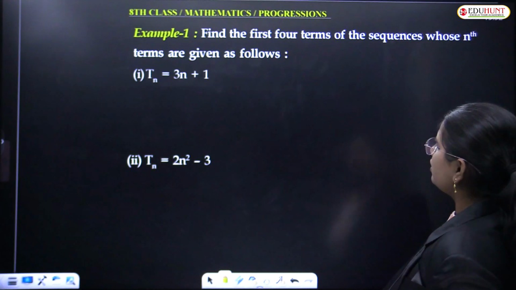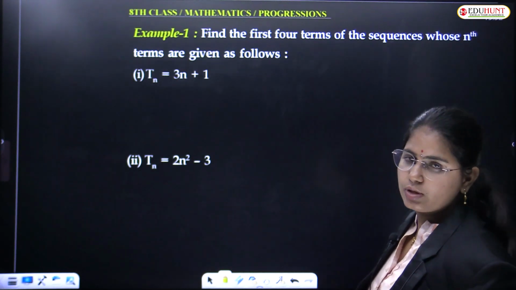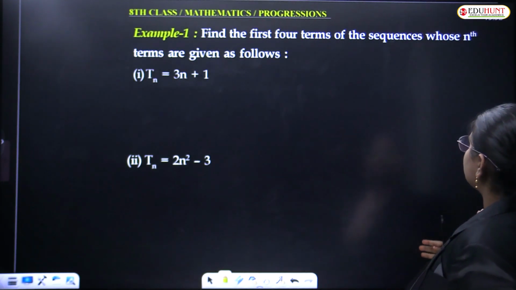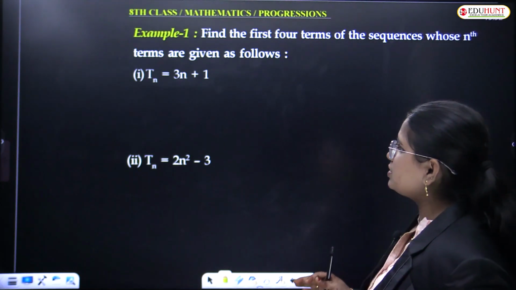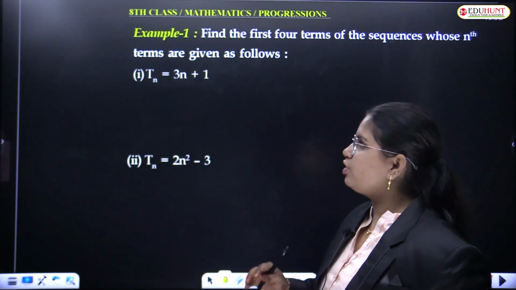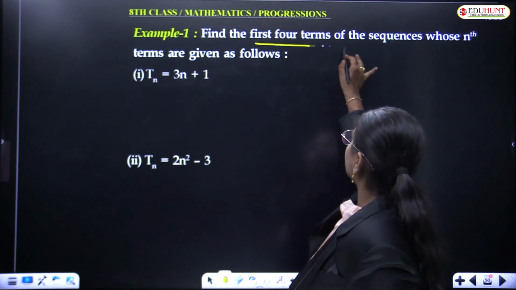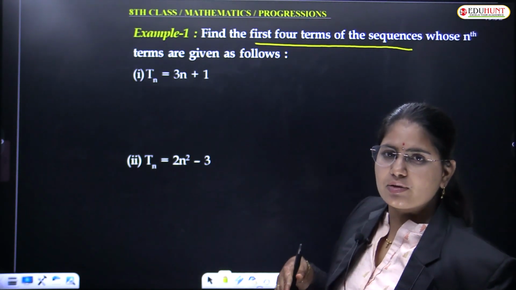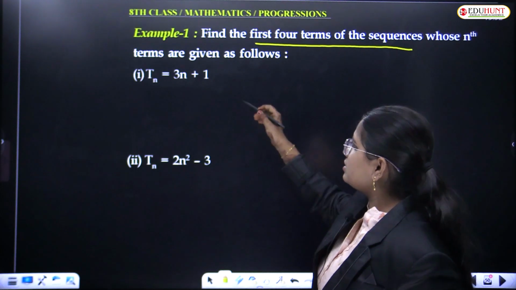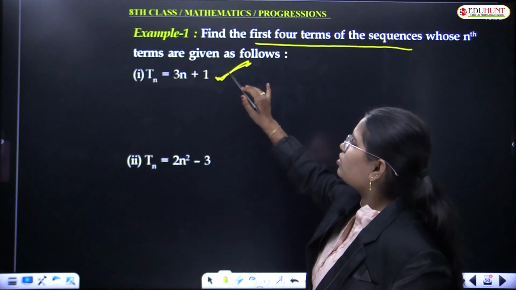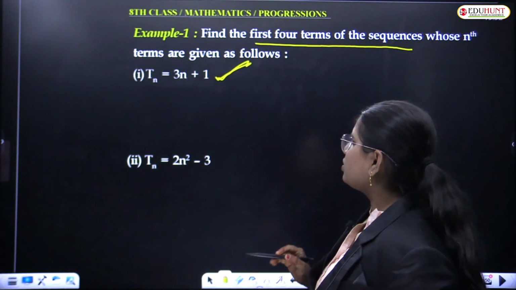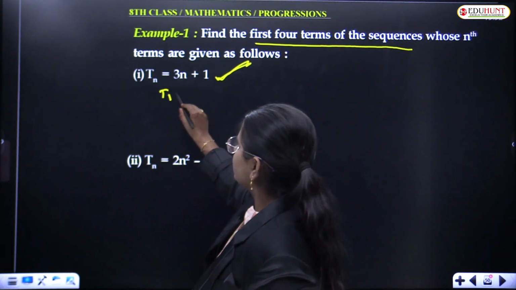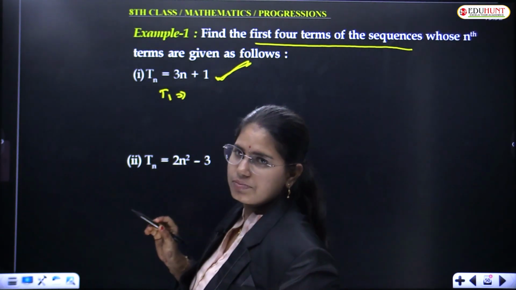Next we will learn with an example. Find the first 4 terms of the sequence whose nth terms are given as follows. You need to find the first 4 terms of the sequence, and the Tn, the nth term, is also given. They are asking you to find the first 4 terms, right?